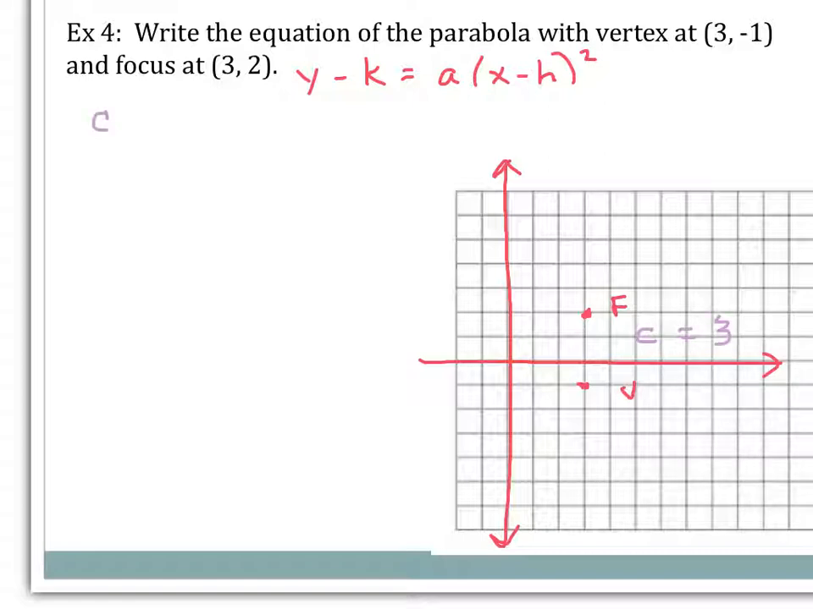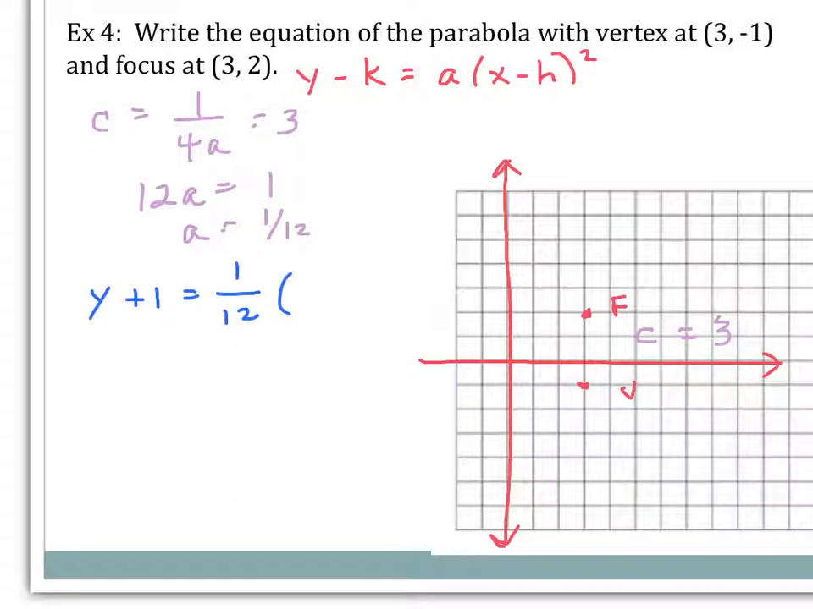So if C is equal to 1 over 4a, and that's equal to 3, then that means 12a equals 1, so a is 1/12. No need to plug in and then solve for a. You can just use your focus and your vertex to do that, and then substitute 3, 2 in for h, k, and 1/12 in for a, and you're finished. So these don't have to be very complicated. In fact, they don't have to be complicated at all. There you go, parabola written.